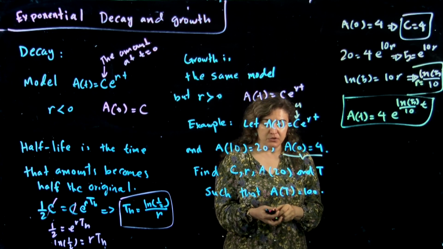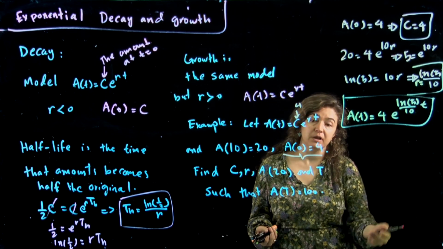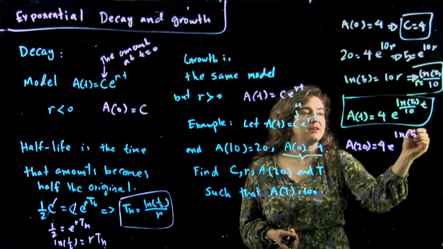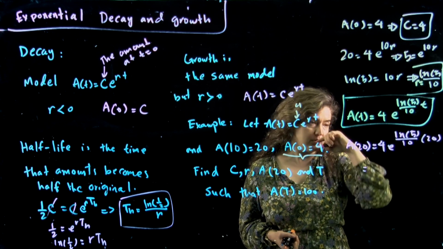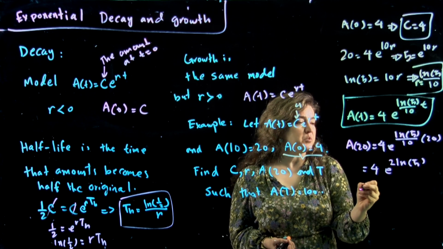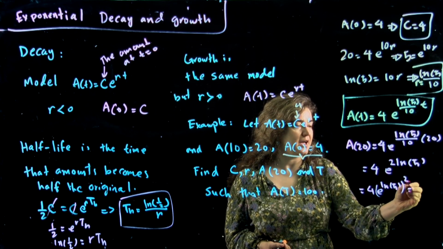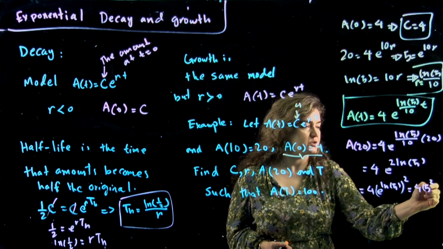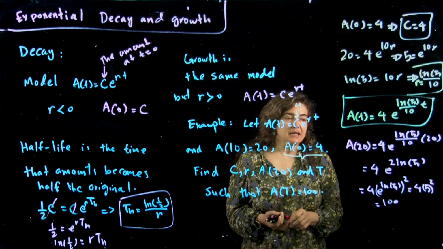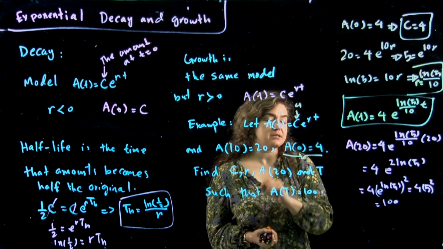The next thing to do is use this piece of information to find a of 20, because now I have a model. I can plug in 20 and get something out of it. So a at 20 is equal to 4 e to the power ln of 5 divided by 10 times 20. So this is going to be equal to 4 e to the power 2 ln of 5. I can simplify this because this is e to the power ln of 5 to the power 2. This part is 5. 4 times 5 to the power 2 is 100. Now, the last part of this question is asking, find t such that a of t is equal to 100.